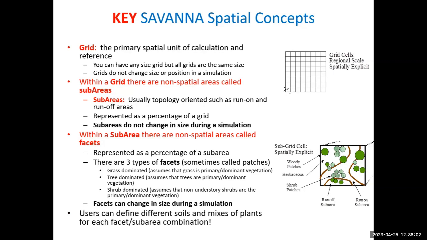This is important because it gives you a huge amount of freedom within a spatial landscape to name things that don't change over a simulation, like soils or topology, and things that do change. Things like woody patches or grass areas.